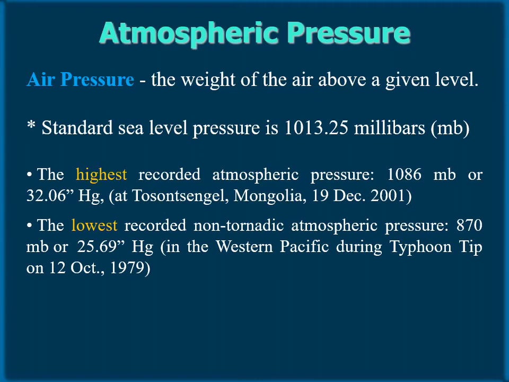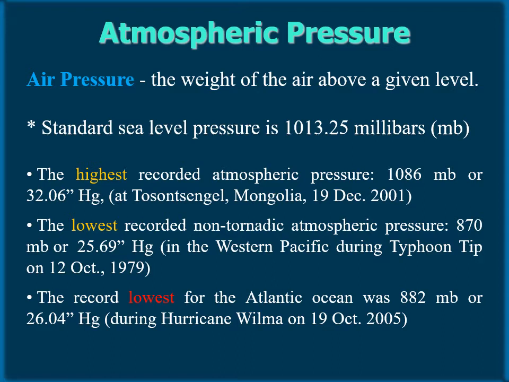Similarly, the lowest recorded non-tornadic pressure, that means in a calm weather condition with no cyclone or heavy wind, in a calm, steady condition, was about 870 millibar. It was found in the Western Pacific region in 1979. At the same time, the lowest recorded pressure in the Atlantic Ocean was about 882 millibar, during Hurricane Wilma in the year 2005.